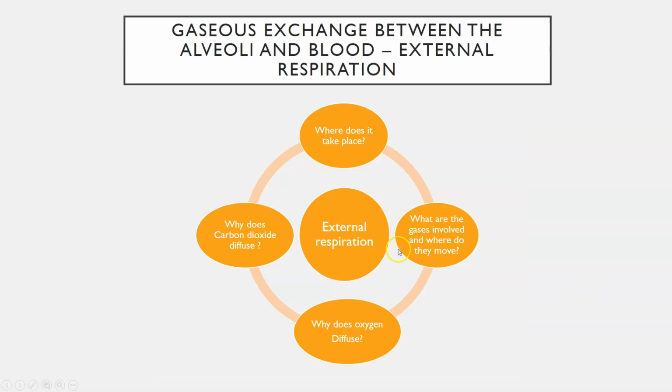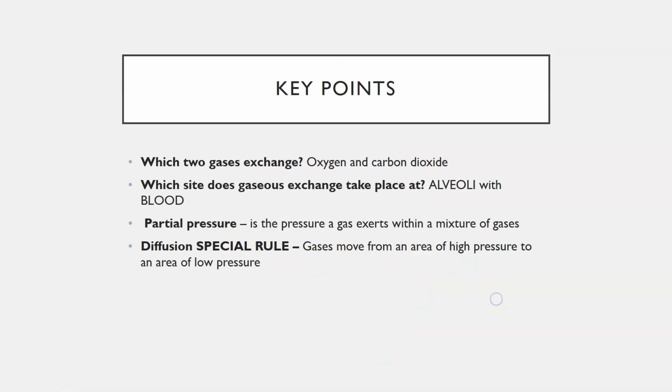So external respiration is just gaseous exchange between the alveoli and the blood. It means where it takes place: alveoli and blood. What are the gases involved and where do they move? Oxygen and carbon dioxide are the gases involved. Oxygen moves from the air into our bloodstream. Carbon dioxide goes from our bloodstream and we breathe it out. Why does oxygen diffuse? We're going to be talking about that. And why does carbon dioxide diffuse? We're going to be talking about that as well.